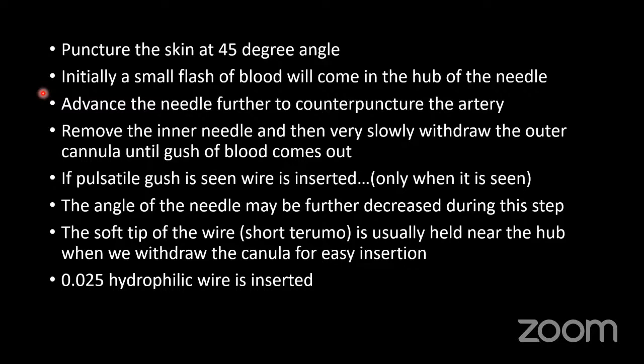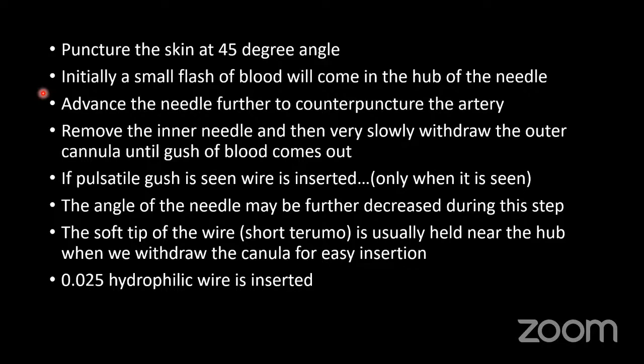Then remove the inner needle. Then very slowly withdraw the outer cannula until the gush of blood comes out. If pulsated gush is seen, wire is inserted. The wire will be a short thermo wire, and it is inserted only when the gush of blood is seen.